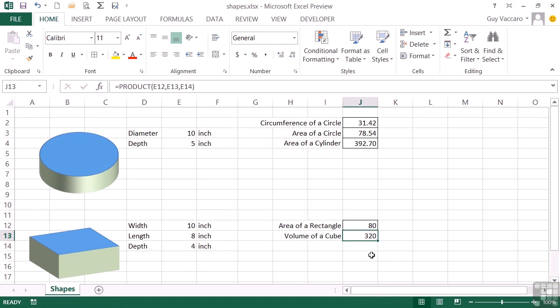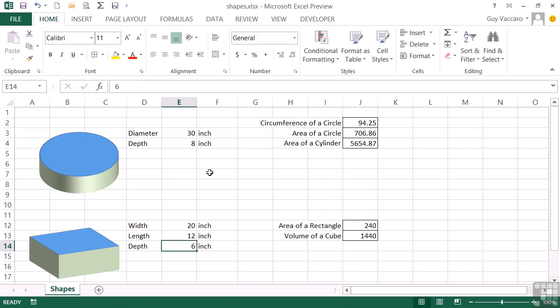All of those are functions, the product function and the formulas using pi. So any alterations on these values here, so let's go for a much wider circle, and the circumference increases, the area increases, and therefore the volume. Let's increase the depth dramatically, and the volume changes. And the same with our rectangular shape, we'll go a wider width, a wider length, that increases both the rectangle and the cube volume, but changing the depth will only affect the cube volume.